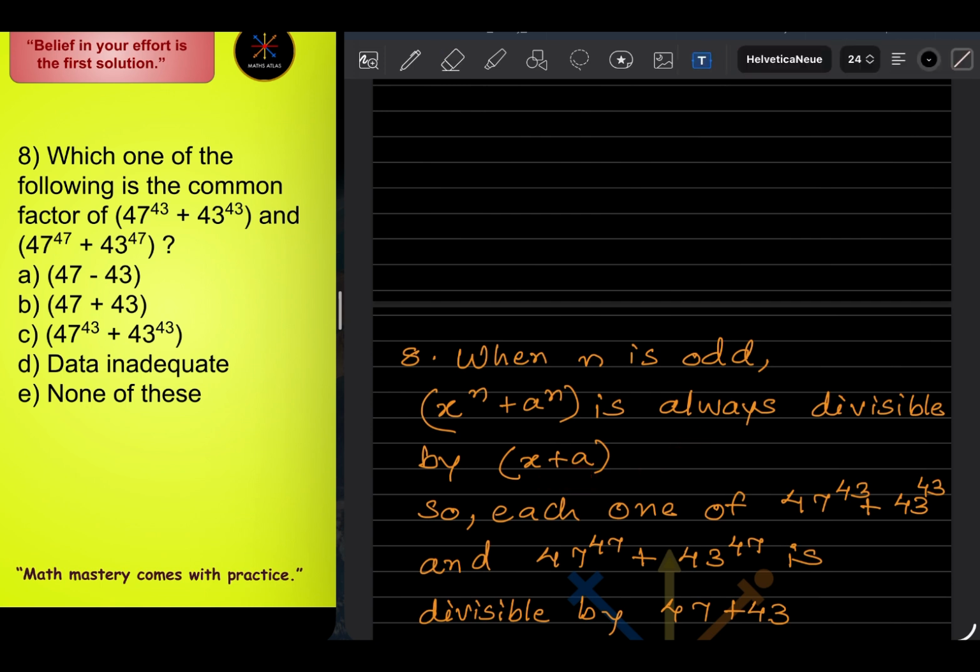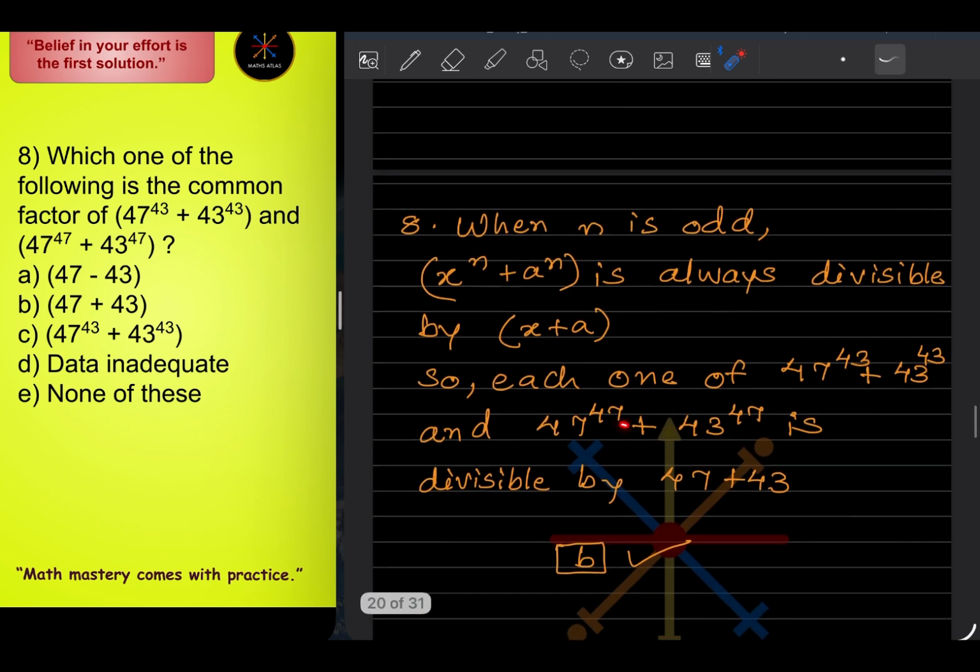So here what we can do, the factor of each option is given: 47 raised to 43 plus 43 raised to 43, and 47 raised to 47 plus 47 raised to this. So when they say x raised to n plus a raised to n is always divisible by x plus a, that means this should always be divisible by 47 plus 43, because you can see here this and this is the same, this and this is the same. Can you see here? So this is the option. This is option number B.